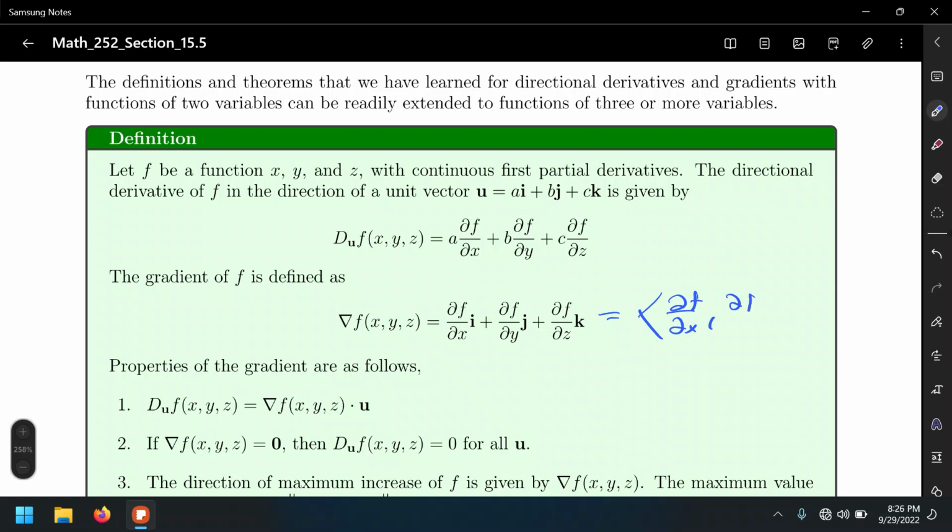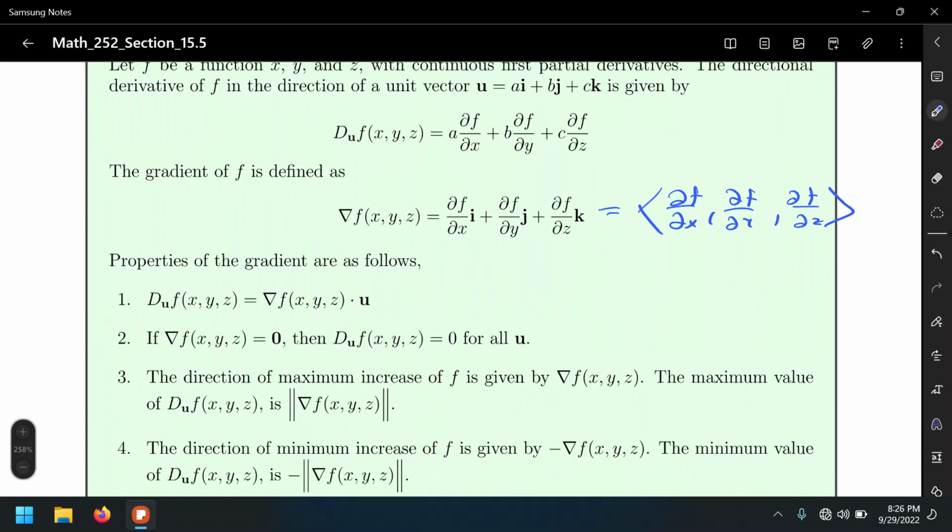I use the ijk notation, but so far I was using the component form, which is what we were using for today's lecture. All we do is just add one more component. And the properties are exactly the same. I listed them here.